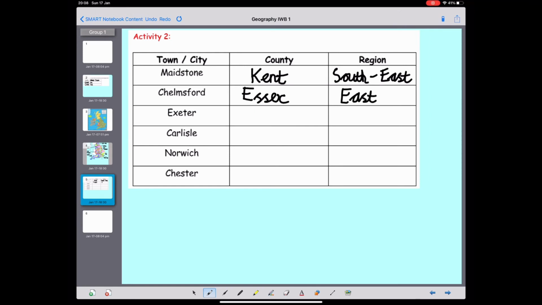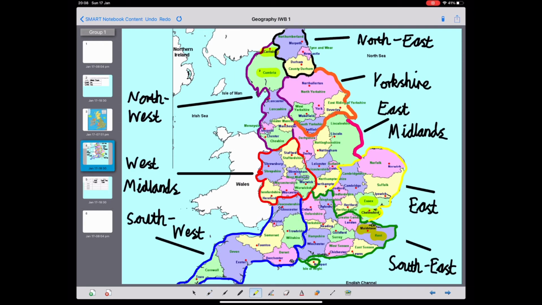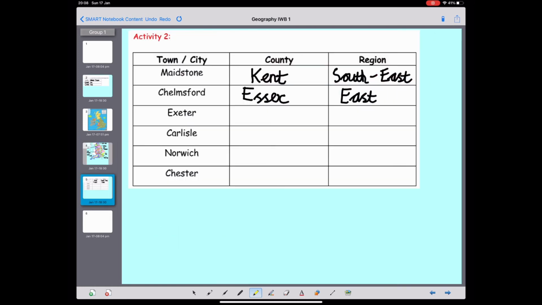The east of England. Now we're looking for Exeter. Did you find Exeter? Yeah, it's in this corner down here. It's in Devon. That's the county. And the region was the southwest. So the county is Devon, and Devon is in the southwest.